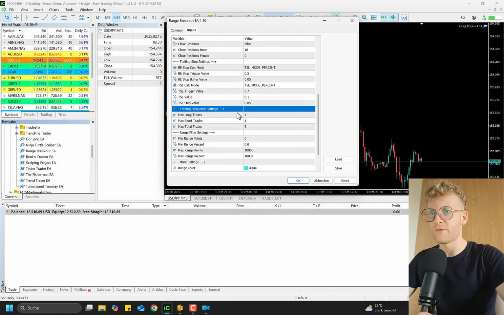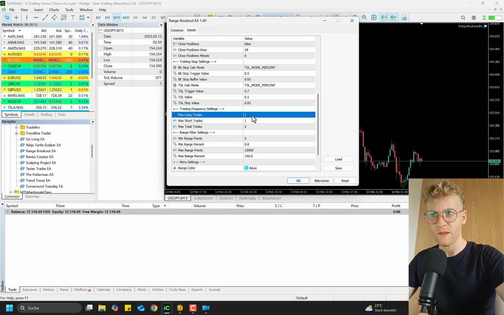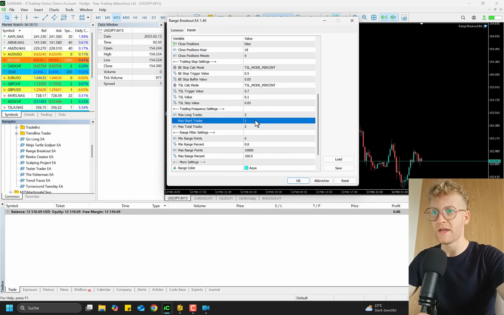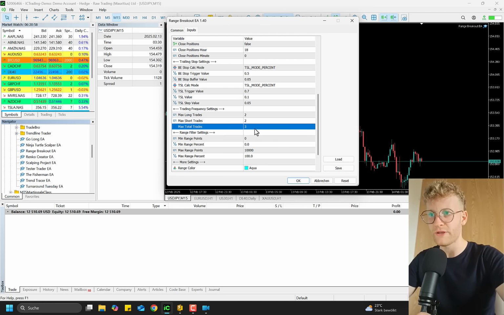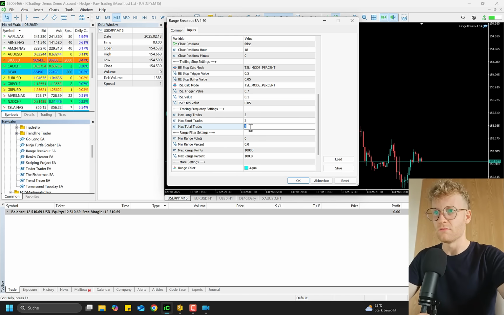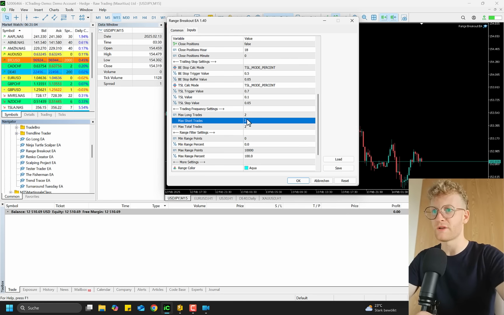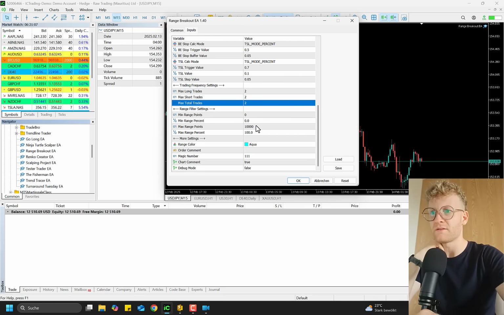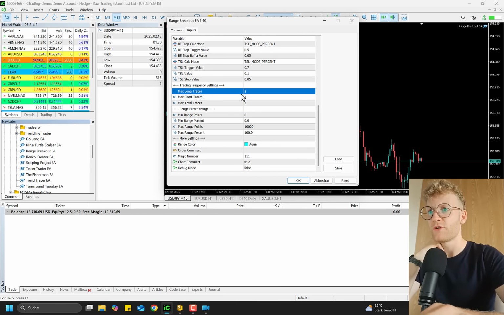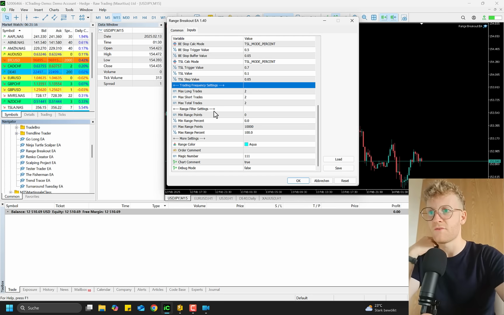Then we have the trading frequency. Here we can decide to trade 1 buy trade, 2 buy sell trades, and 4 trades in total, or 3 trades in total, or 2 trades in total. Like you can see, you have all of the possibilities here. You can use any combination. And this is just, if you want to use multiple trades on the same day or multiple trades in the same direction, you can use these trade frequency settings for exactly this.